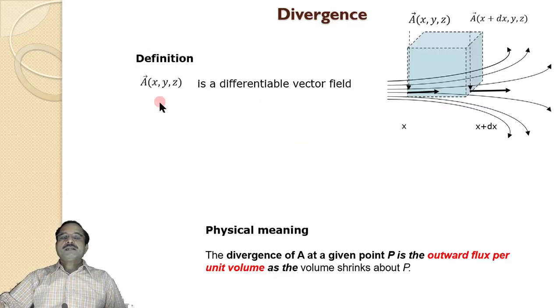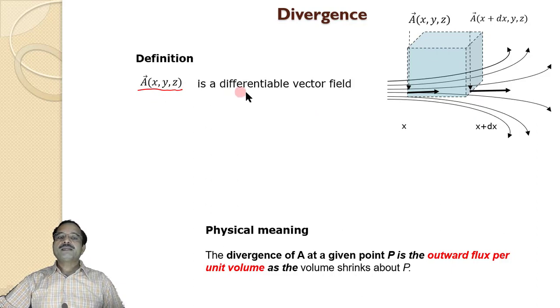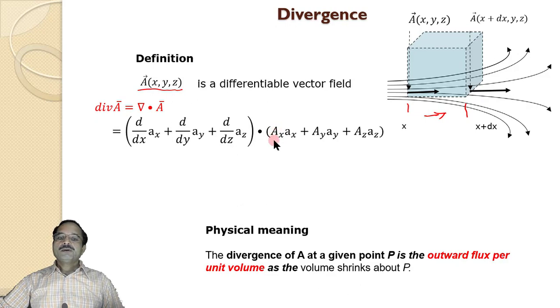Now if I consider a field A, which is a three-dimensional field, a function of x, y and z, which is a differentiable vector field. Let us assume there is a small volume here and this is the x direction. So at this point the value of the variable is x. At this point there is a small deviation, so it is x plus dx.